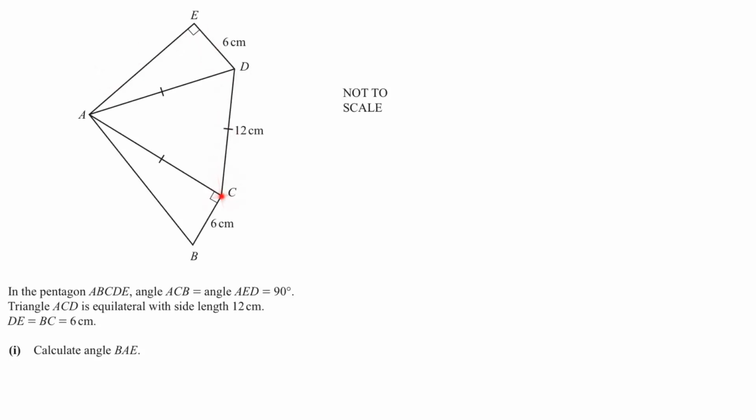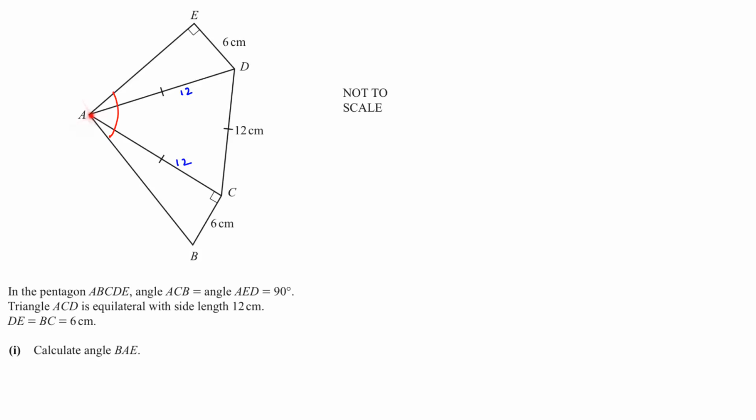We have been given a pentagon and angle ACB is 90 degrees and angle AED is 90 degrees. Triangle ACD is an equilateral triangle with side length 12. So this is going to be 12 and this is going to be 12. DE is equal to BC and it's equal to 6 centimeters. Calculate angle BAE. This is what we need to find.